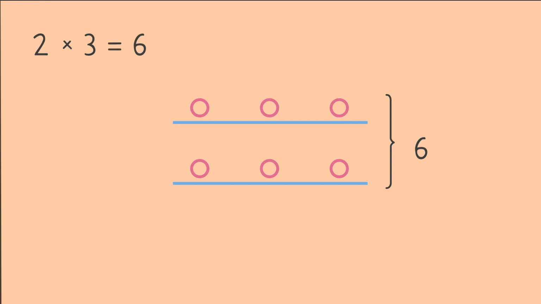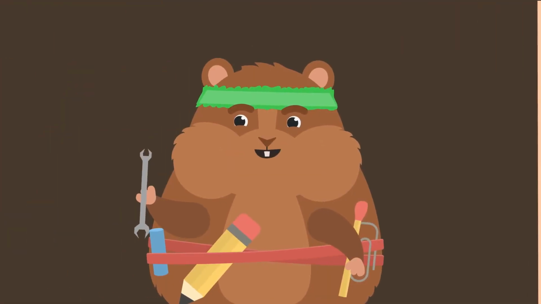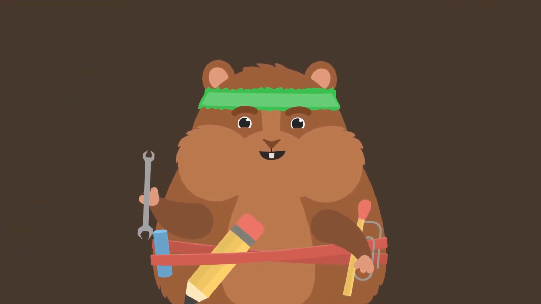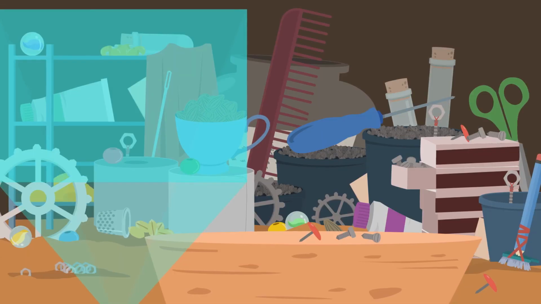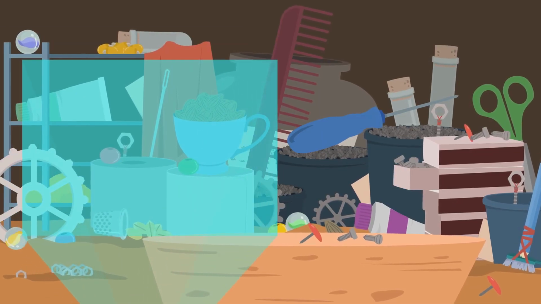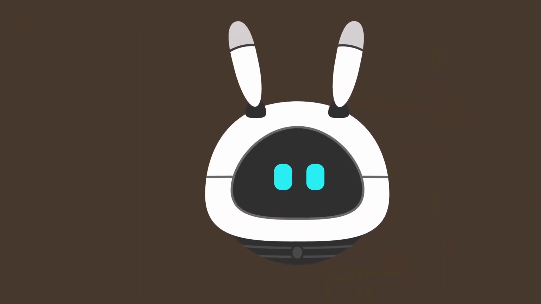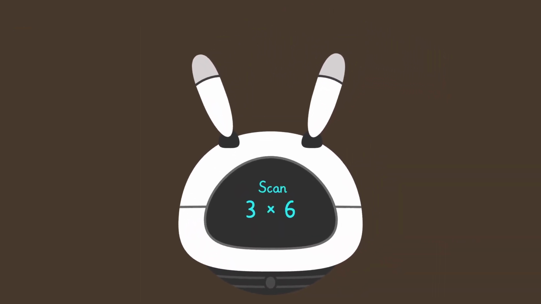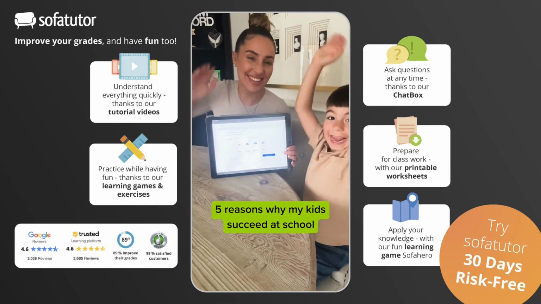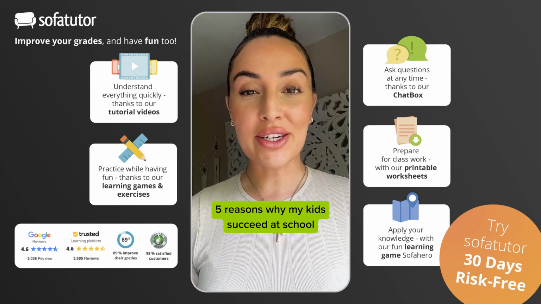Let's use this knowledge to help Mr. Squeaks and Imani. First, Mr. Squeaks holds up a wrench. Imani scans the room to locate all the scattered wrenches. Imani comes back with the expression 3 times 6. Let's use an array to determine how many wrenches Mr. Squeaks has.